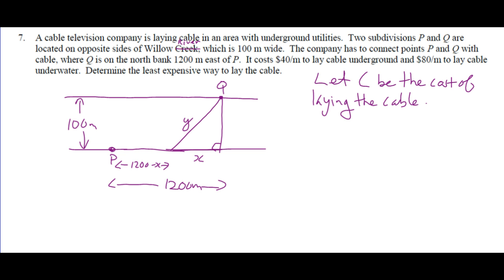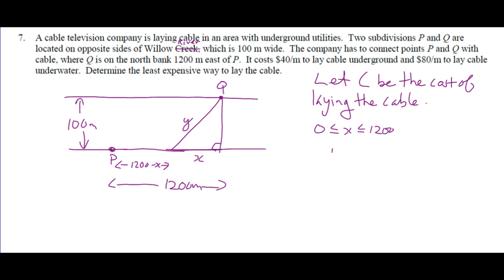Now we know that x is anywhere between 0 and 1,200. Okay, so we can lay 0, we could just go straight across. So this would probably be the most expensive way, right? If you just laid it straight underwater, that would be the most expensive one. Okay, so the x value can be between 0 and 1,200, right?